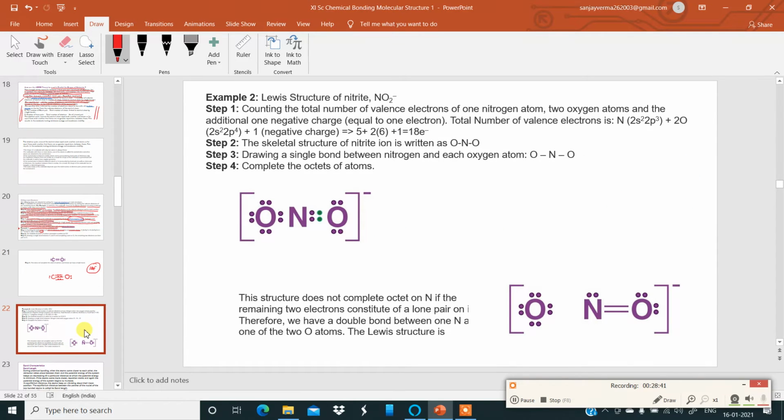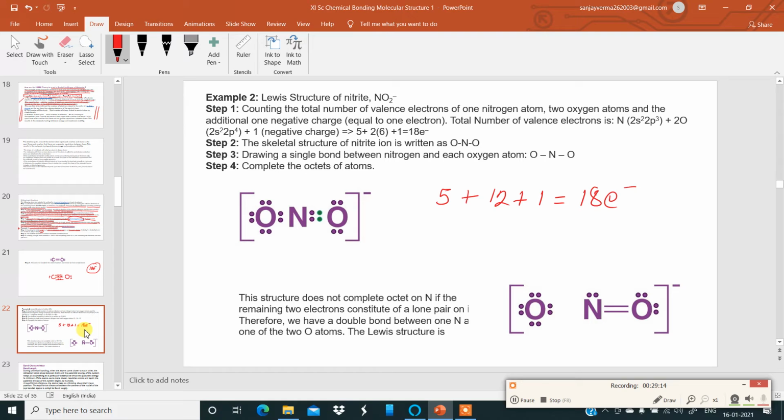The other example is the structure of nitrite. Nitrite, the formula is NO2 minus. So count the total number of valence electrons of 1 nitrogen atom, 2 oxygen atoms, and the additional 1 negative charge, equal to 1 electron, is added. So the total number of valence electrons becomes how much? Nitrogen is 5 plus 2 oxygens is 12 and 1 negative charge, that is 1. That comes to 18 electrons altogether.